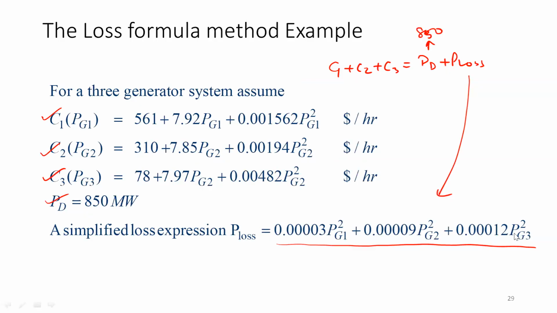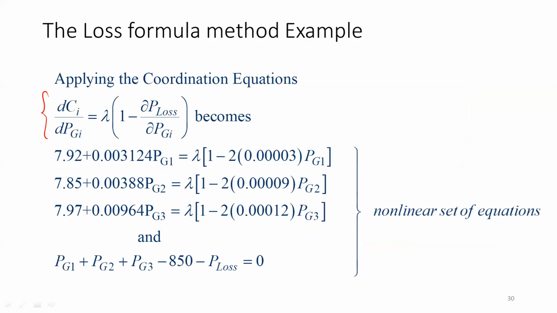Now if you take the derivative with respect to PG1, nothing will come from PG2 or PG3. You will get 2 into 0.0003 into PG1, so essentially 0.0006 into PG1. Similarly, we get these 3 equations. This is with respect to PG1, this is with respect to PG2, this is with respect to PG3. And then you have your equality constraint, just what I wrote beforehand. Clear up to this? Any confusion?